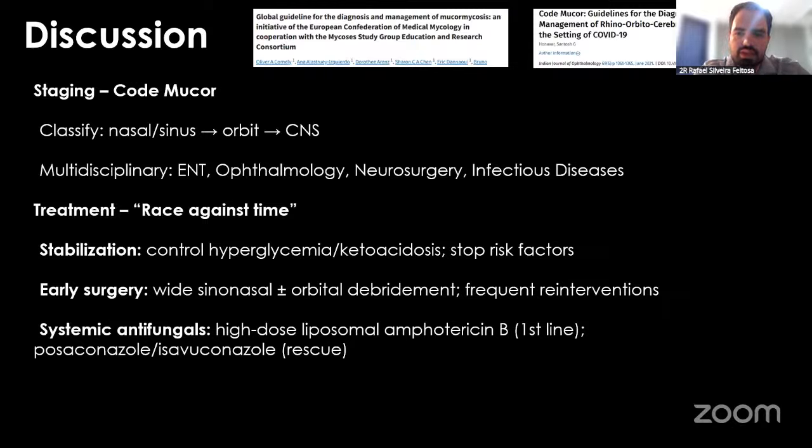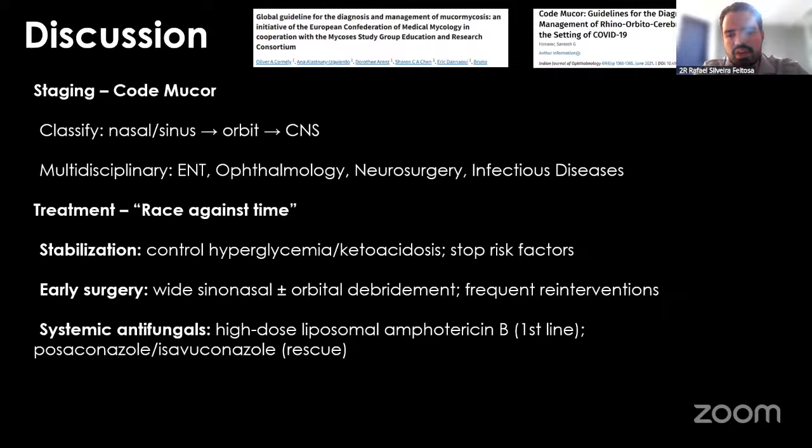Clinical stabilization includes strict control of hyperglycemia and ketoacidosis, and, whenever possible, discontinuation of predisposing factors such as corticosteroids or immunosuppressive drugs. Early and aggressive surgery is fundamental, consisting of wide sinonasal and orbital debridement, also guided by imaging, with frequent interventions when necessary to remove devitalized tissue.